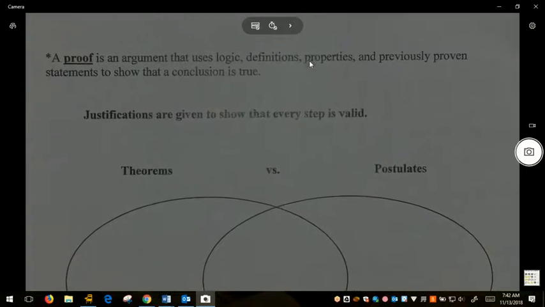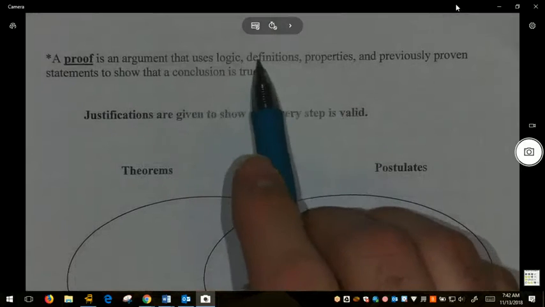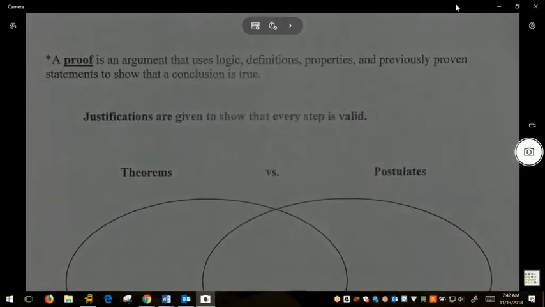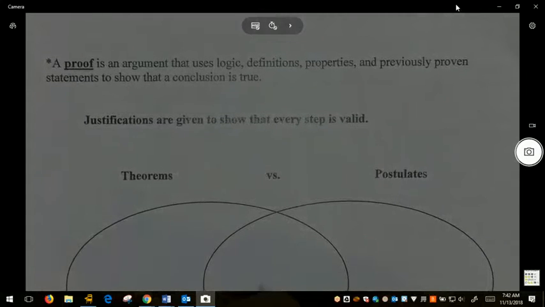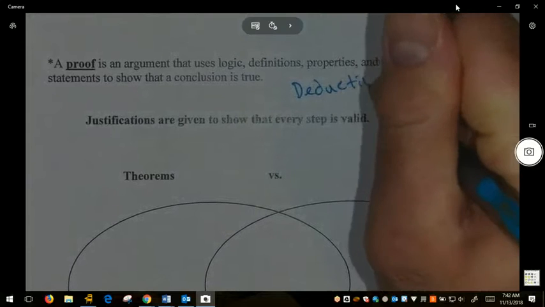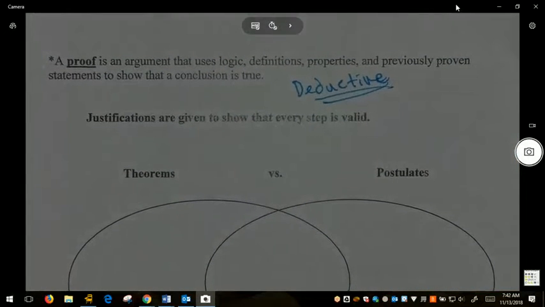All right, a proof is an argument that uses logic, definitions, properties, and previously proven statements to show that a conclusion is true. So if we're using those things, are we using inductive or deductive reasoning in proofs? Deductive reasoning. So when we explore something, we use inductive. When we're proving it, we need to use deductive reasoning to prove it.